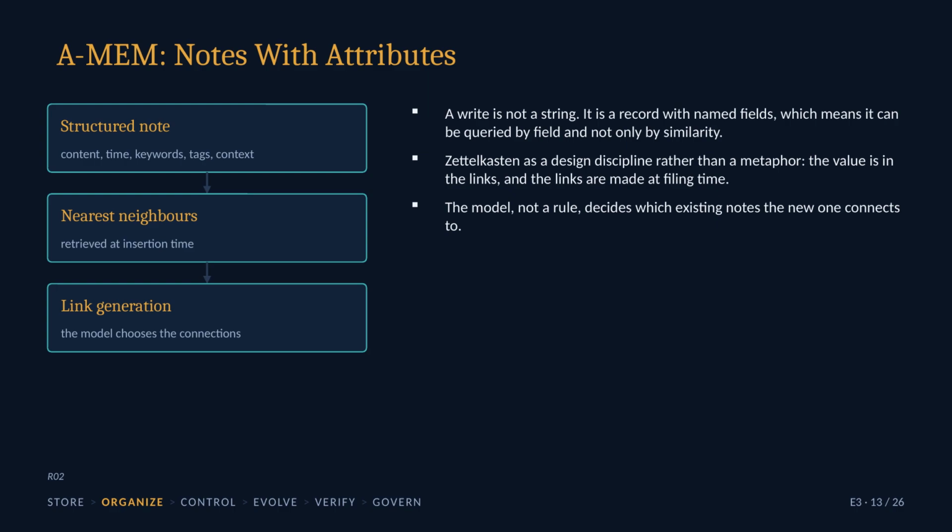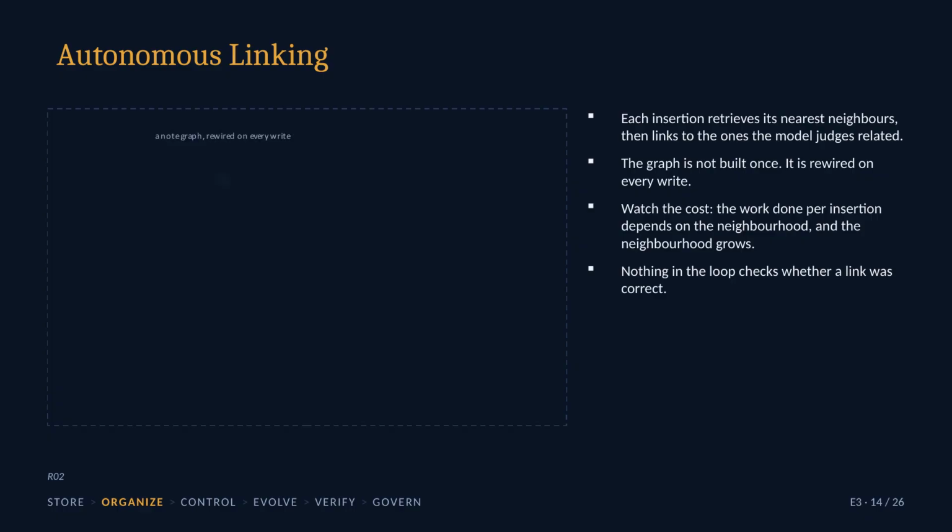The organizing idea is Zettelkasten, and it is taken as a design discipline rather than a metaphor. The value of a note collection is in its links, and the links are made at filing time rather than at reading time. Then the interesting move. Which existing notes a new note connects to is decided by the model, not by a rule. That single decision is what separates this design from a tagged vector store. Each insertion retrieves its nearest neighbors and then links to the ones the model judges related.